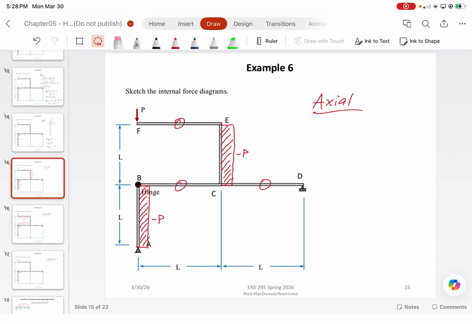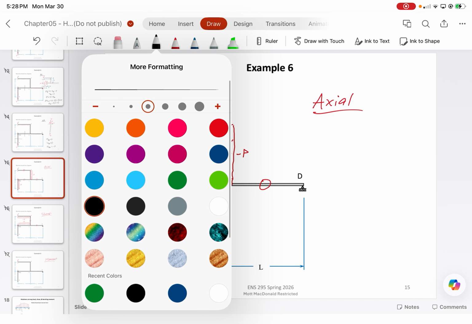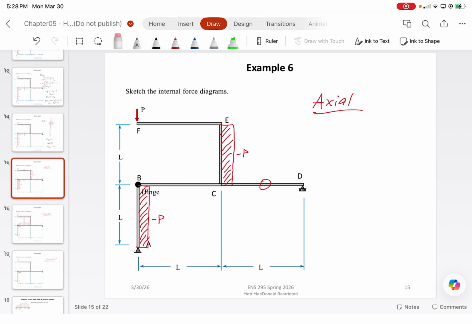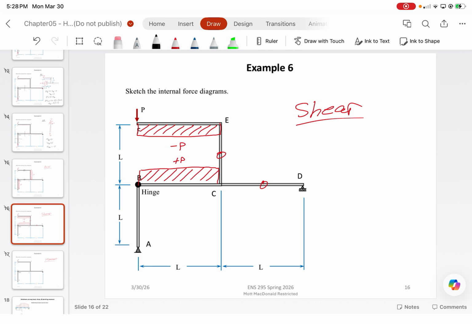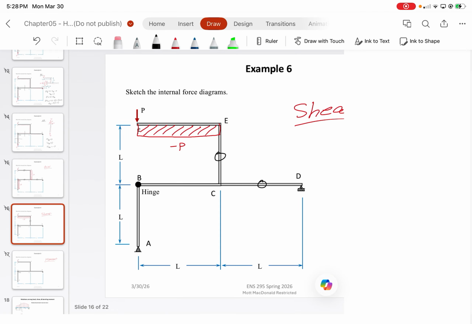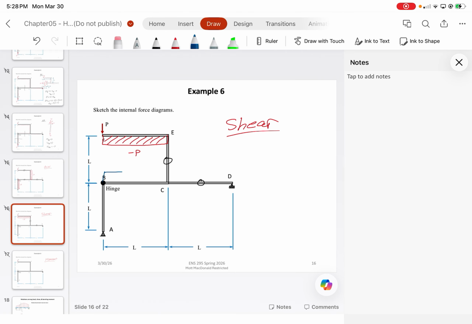And then what was the shear force in AB? 0. All right. Last is the moment. What was the bending moment in FE? Negative px. Negative px. All right.